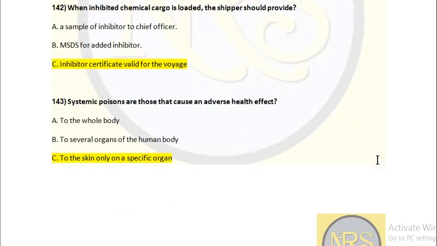Question number 143. Systemic poisons are those that cause an adverse health effect: Option A, to the whole body. Option B, to several organs of the human body. Option C, to the skin only or a specific organ. The correct answer is option C. A systemic poison will attack only certain organs. So option C is the correct answer for question number 143.